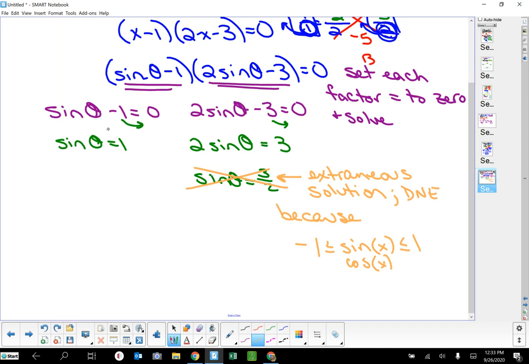Well, this one, where is sine actually 1? That is a quadrant angle. You can consult your unit circle if you want to do that. But this actually happens at pi over 2. And that is the only place that that actually happens.